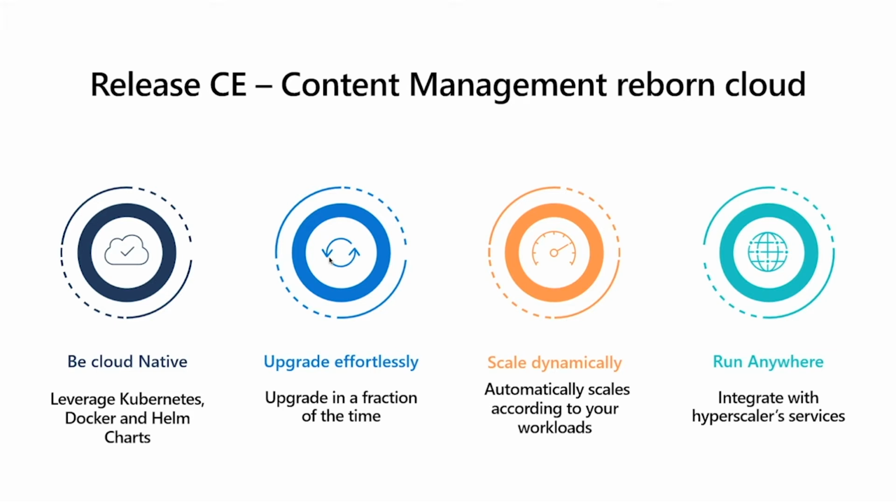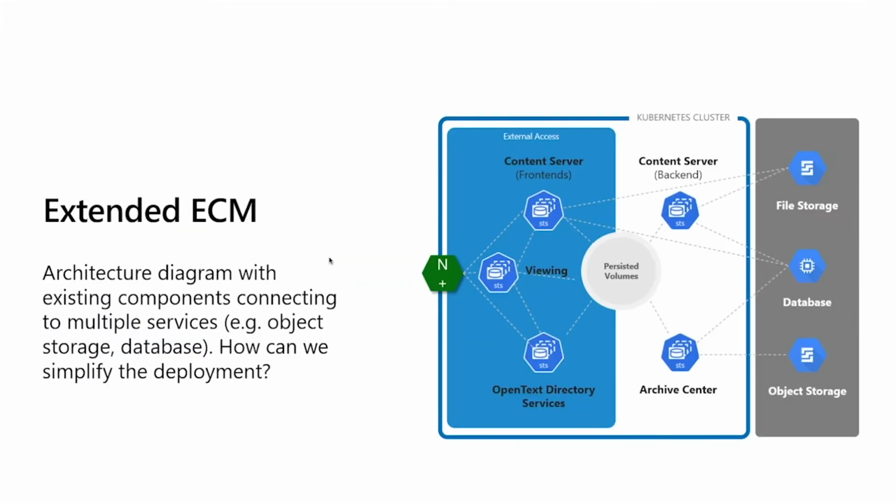First, we have cloud native applications leveraging technologies such as Kubernetes, Docker, and Helm charts. Upgrades and scaling can be achieved in a fraction of the time, and it can be deployed anywhere in the hyperscalers or in private clouds, and of course at the OpenText cloud. In this slide, we have the architecture diagram of a typical deployment of Extended ECM.